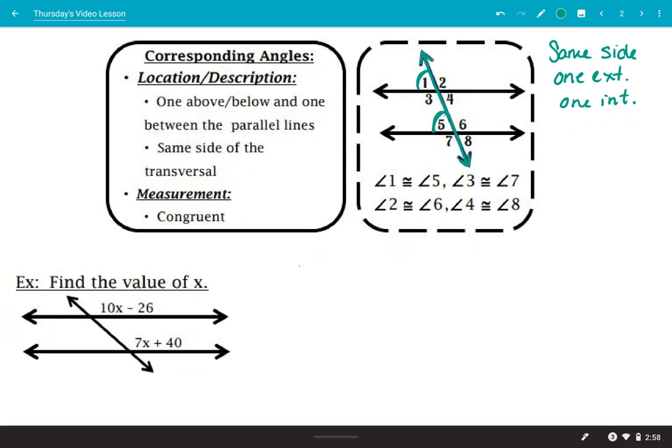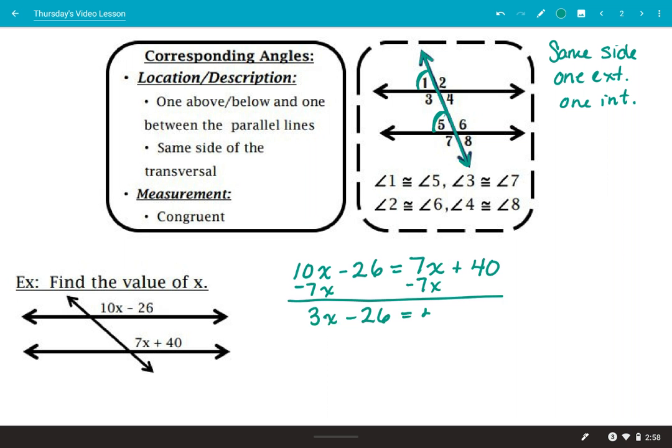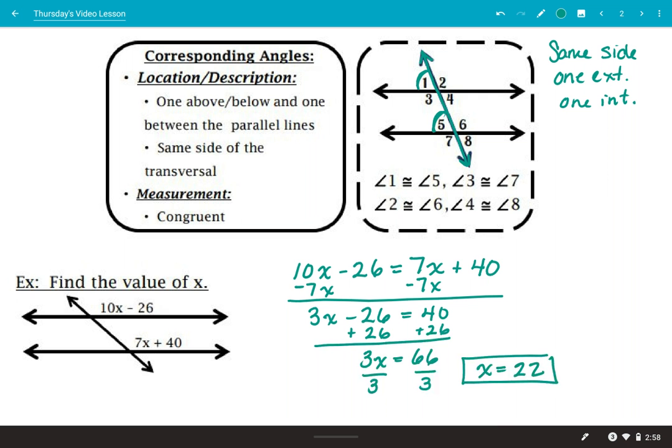So when we write the equation, we're going to put one equation equal to the other. So if they look like they're the same, you equal them together. If they look different, add them up to equal 180. And again, we're going to solve. Move the x's to one side. Add, subtract. And divide. And if they want you to find the angle, plug it in to where x is.